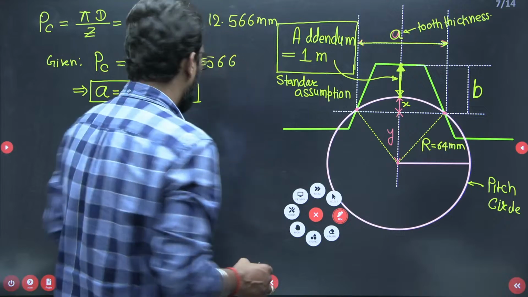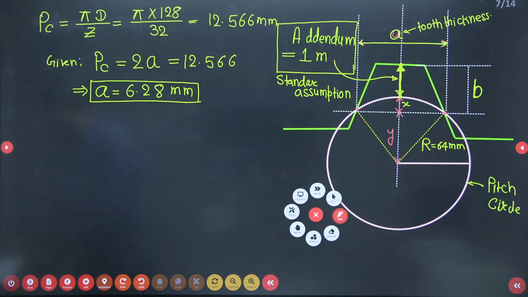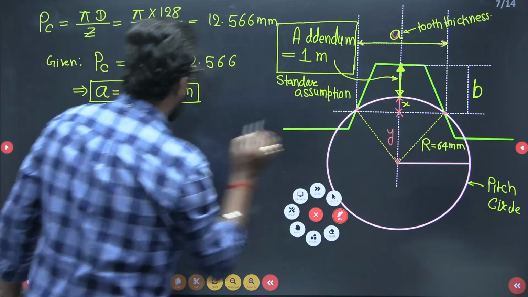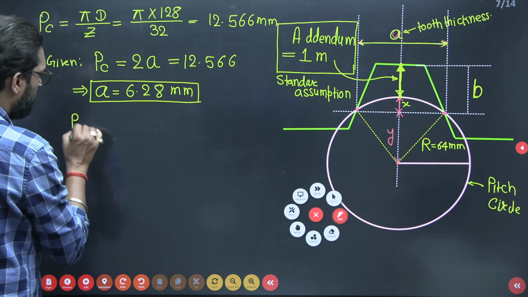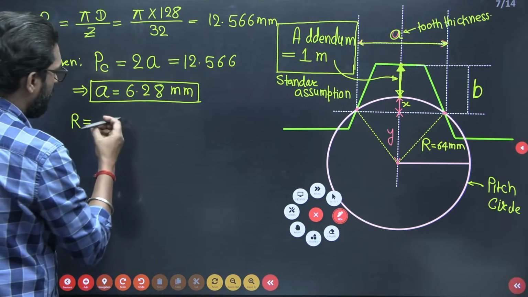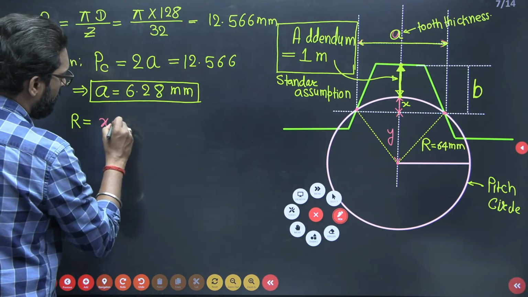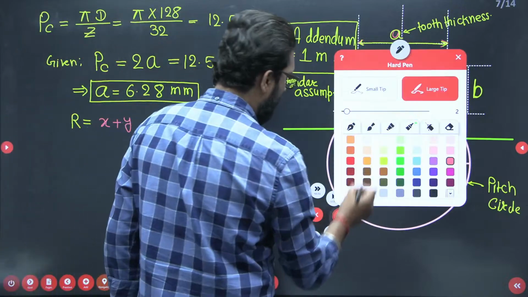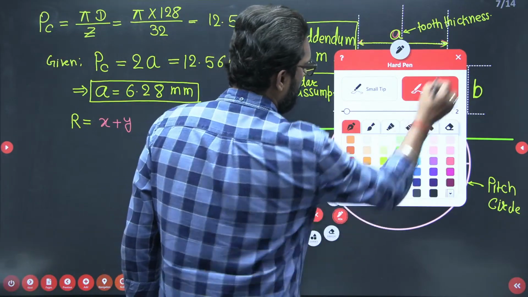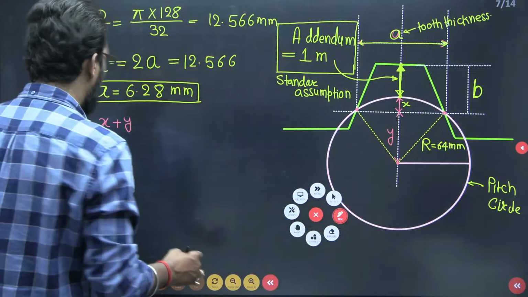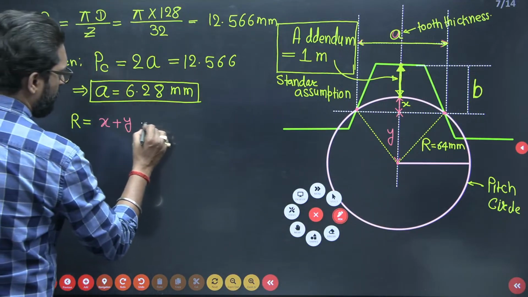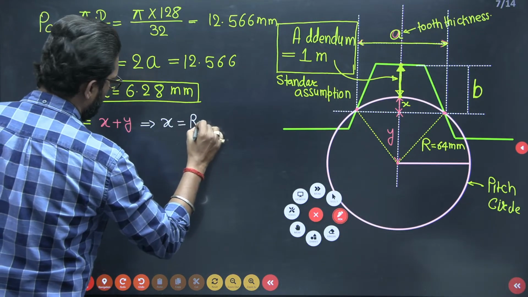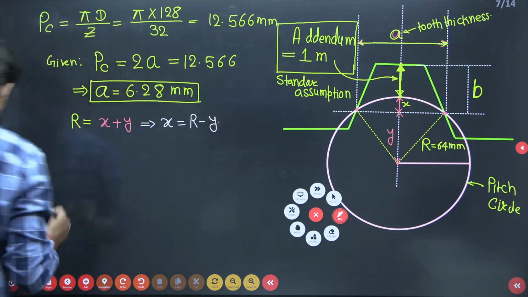If you calculate the B value, apply the geometry rule. What is R here? From the figure, what is R? R is equal to X plus Y, yes or not? Please tell me. Yes, R is equal to X plus Y. So what is the X value? R minus Y, correct.